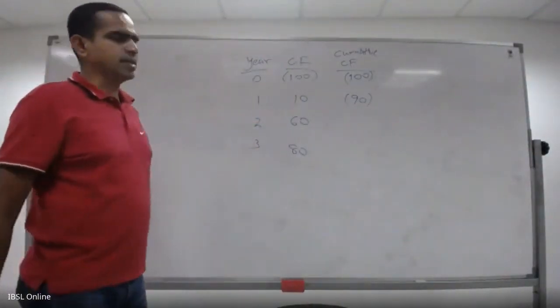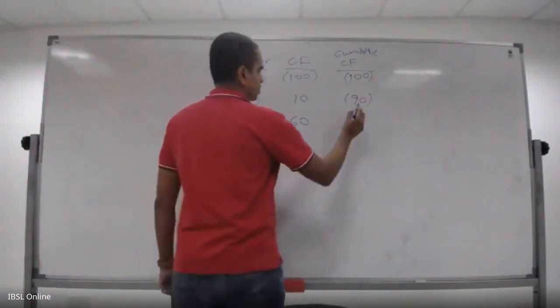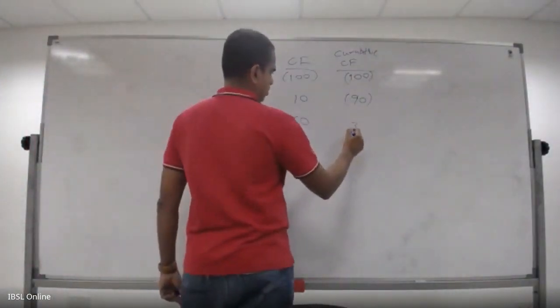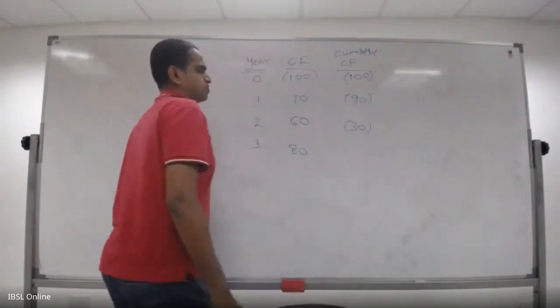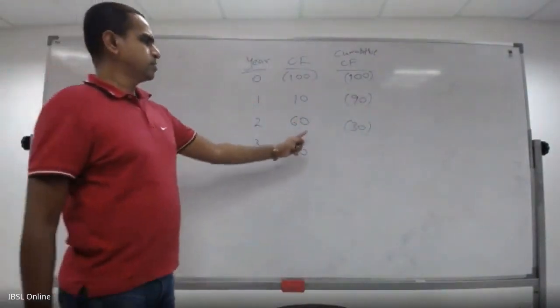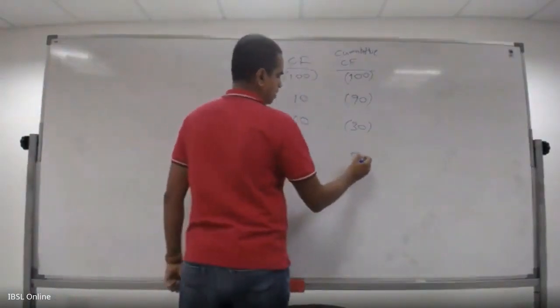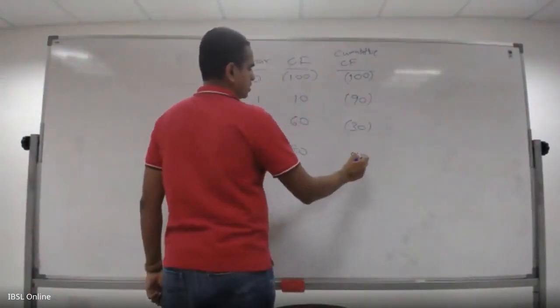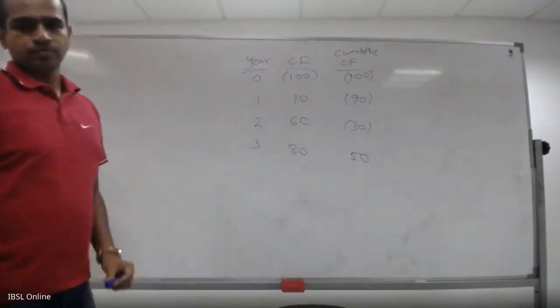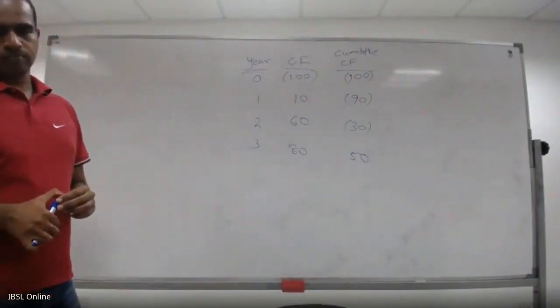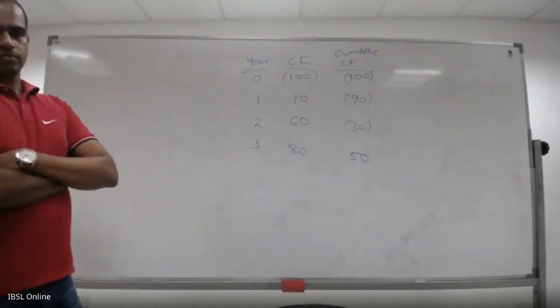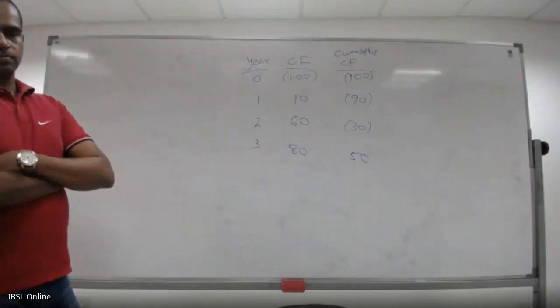Then the second year, you're getting 60, inflow of 60. So -90 plus 60, you're still at -30. So -30 plus 80, you end up with 50 at the end of the third year. That is where you end up.